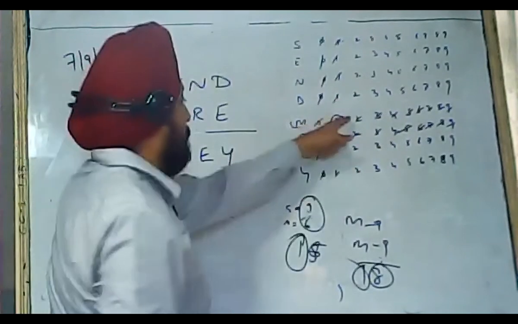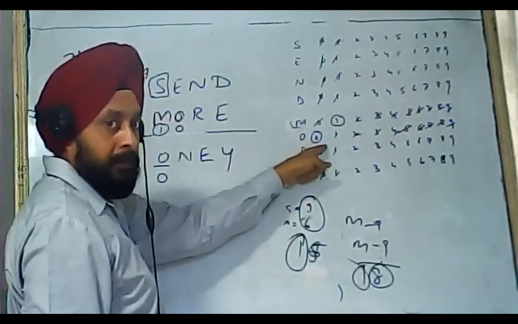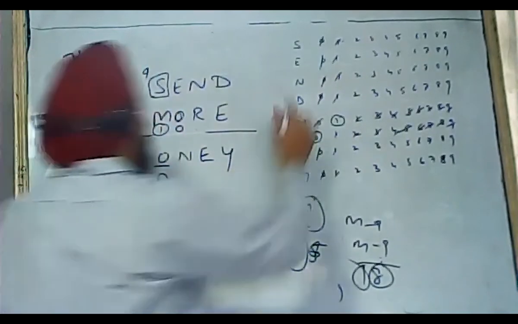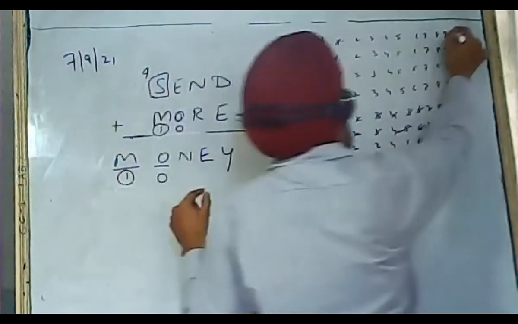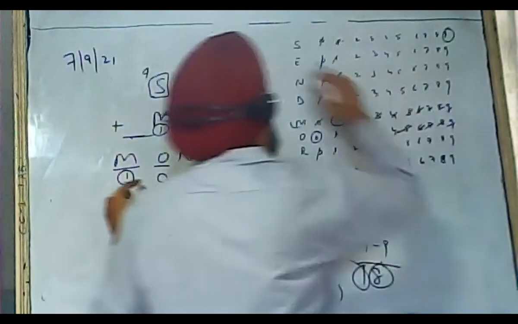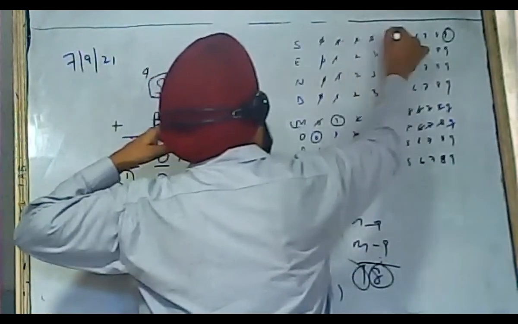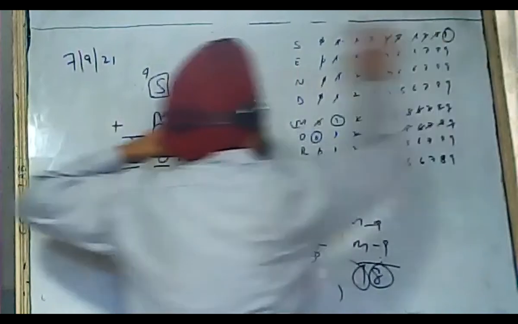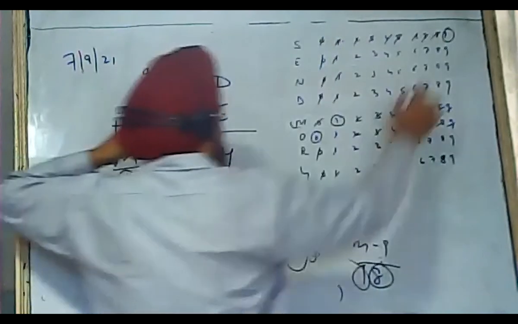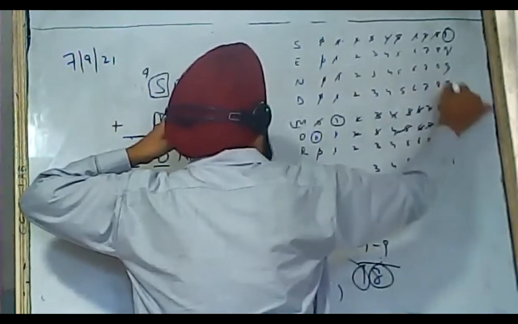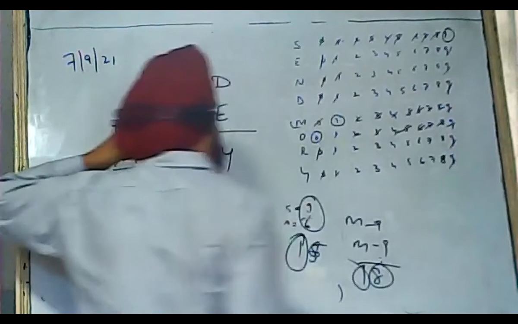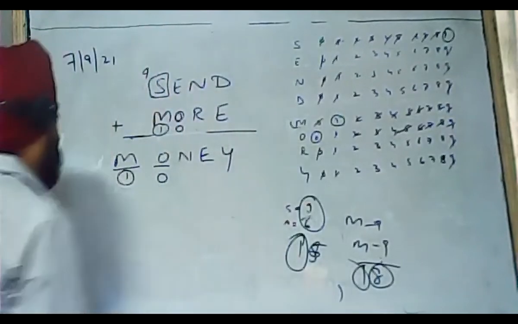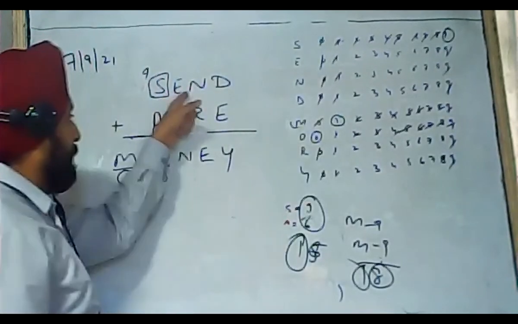So M is given 1, O is given 0, then S is given 9. S has been given 9, so S cannot get any other digit, and this 9 cannot be given to any other character. So you cut down this. This is the way you have to solve this chapter. Now come to this E.